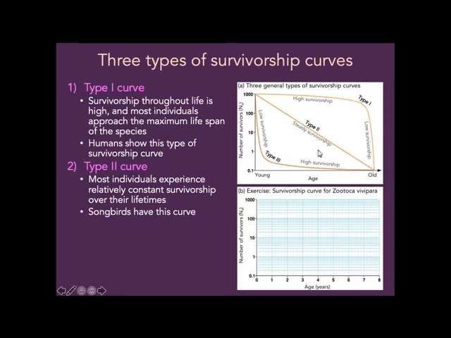A type 2 curve is where throughout their lives, they're equally likely at any given point to die, okay? So this would be something like a songbird where there's predators all over the place. There's egg predators, there's hatchling predators, there are adult predators, their whole life long.